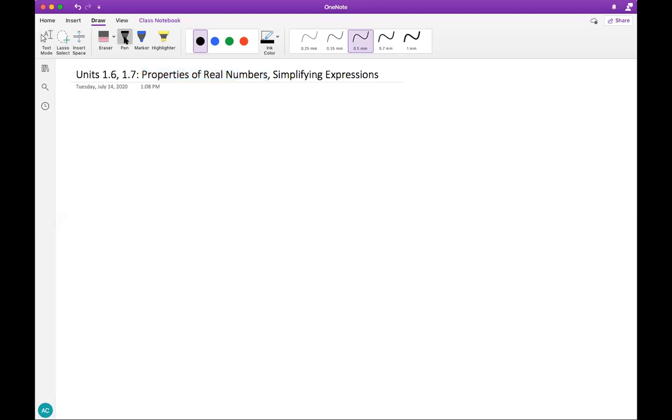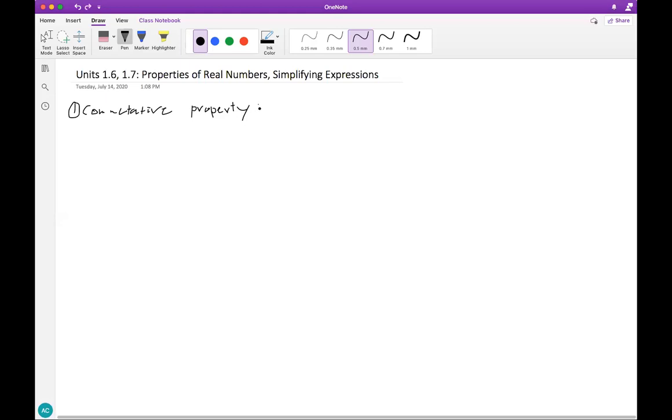The first thing we're going to talk about is, okay, let's go right into the properties. Let's dive right into it. The first property we're going to learn is called the commutative property, or rule, same thing.